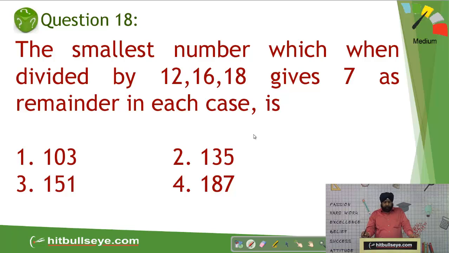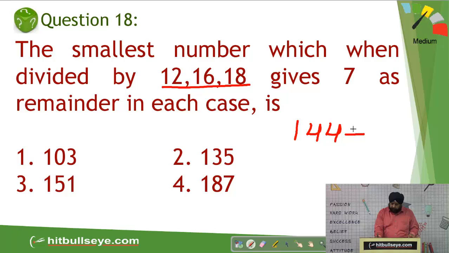Question number 18. Smallest number which when divided by 12, 16, 18 gives 7 as remainder. In this we have to just find the LCM and then add 7 to the LCM, and the LCM of 12, 16, 18 is 144. The desired number is 7 more than the LCM, that is 151. Hence the third option is the answer.